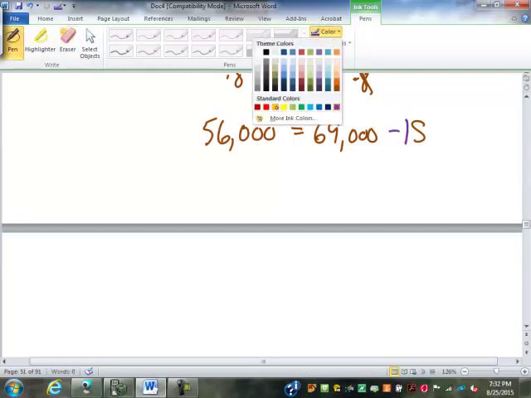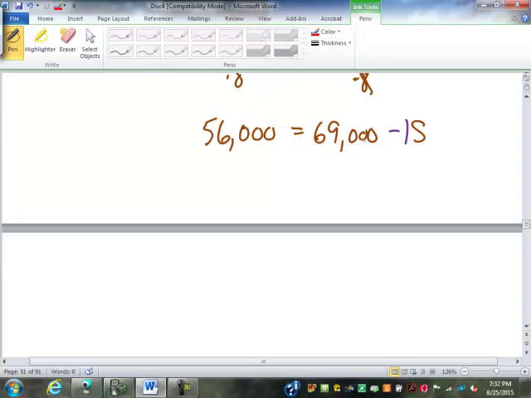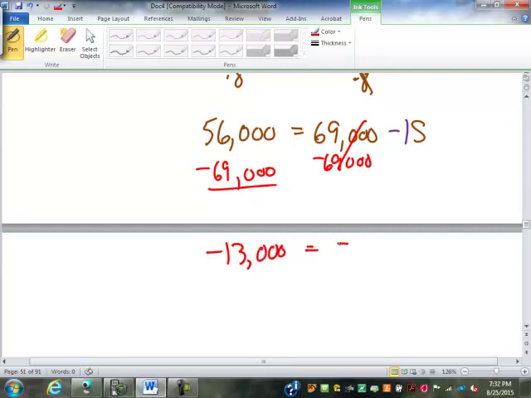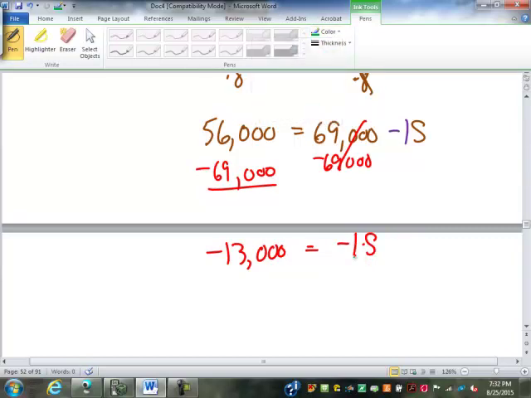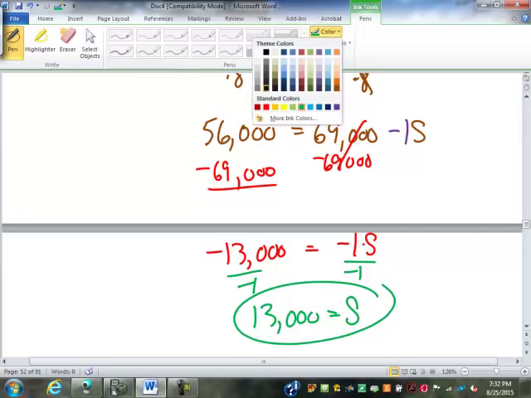So to solve this, we have to get rid of the 69,000. It's a positive 69,000, so we will subtract it. So that's going to give us a negative 13,000 over here, equals a negative 1 times S. And now we're going to divide by negative 1 to get that S is $13,000, a scrap value of $13,000.